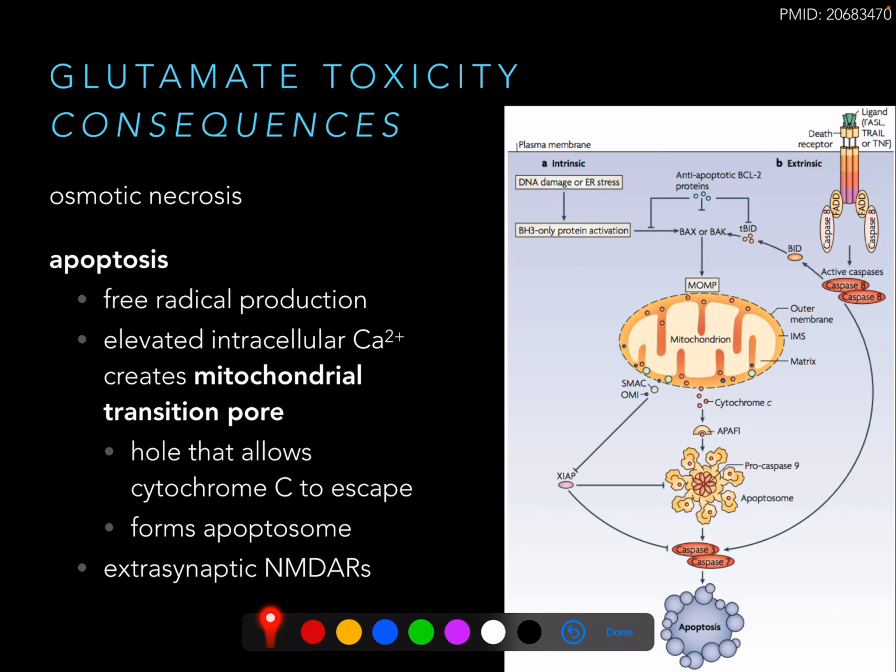The other option is apoptosis. Okay, maybe you're keeping up with the ions. You're pumping them out. That ain't free. That costs ATP. You're burning through your ATP, and now you've got to make more.